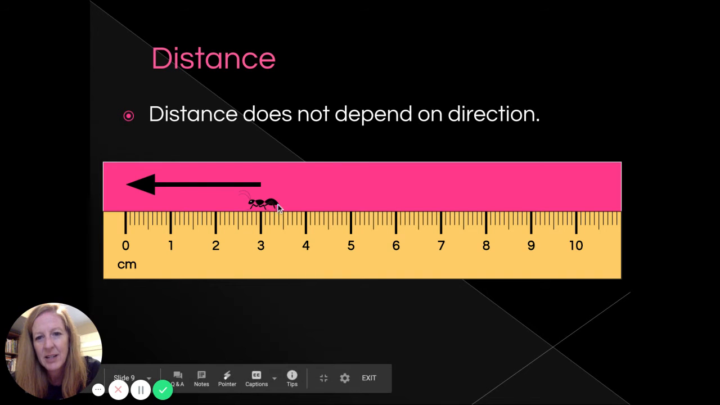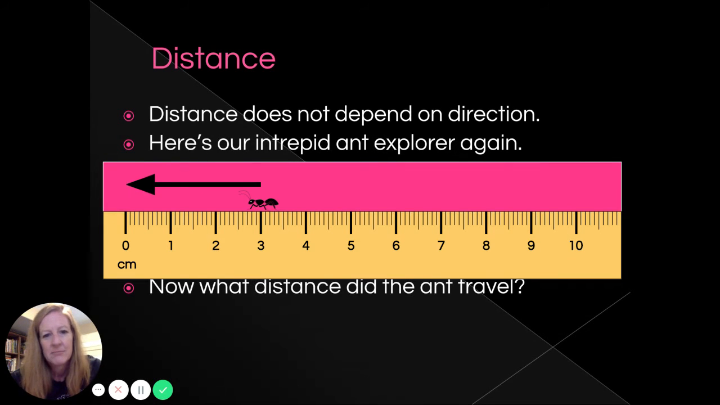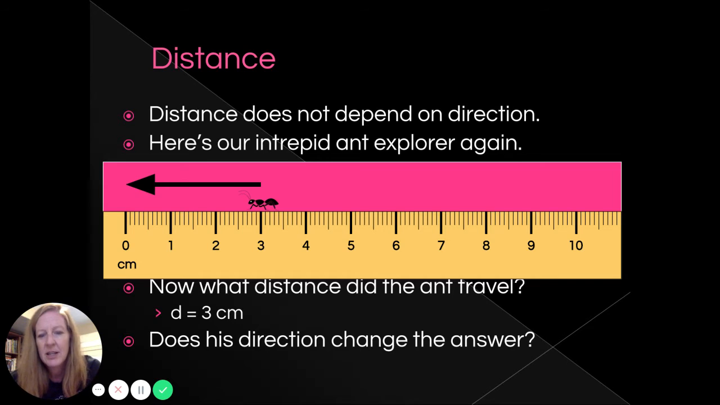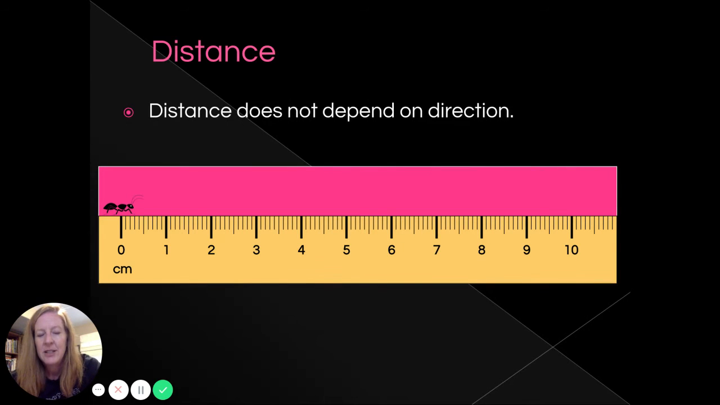So distance does not depend on direction. If I'm looking at this little ant, and he starts at the 3 and goes back to the 0, how far has he traveled? Same distance. So he's gone 3 centimeters as well. So the direction does not change the answer. Distance does not depend on direction.